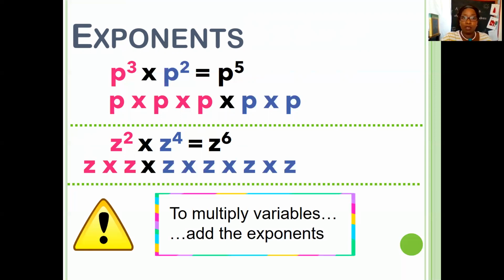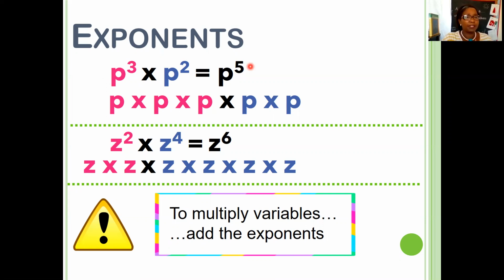Now, if you look at those exponents, you're going to see a pattern. Let's look at that first one, where we have P to the 3rd power times P squared. Well, right here, the exponent is 3. The exponent is 2. The resulting exponent is 5.